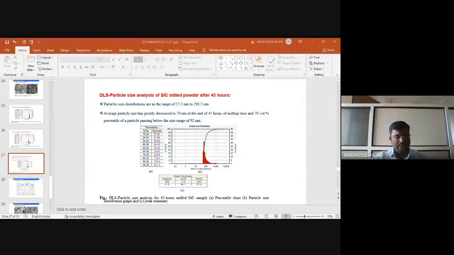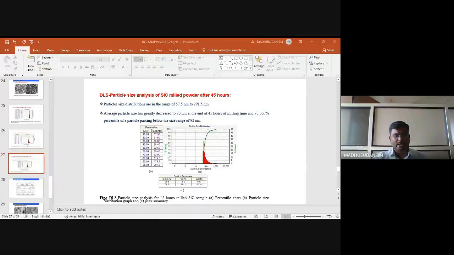And after 30 hours, it is the first time that a 78 to 90.4 nanometer particle size is found. In the case of the 30-hour sample, all classes of particles, class A, class B, class C, have appeared for the first time.